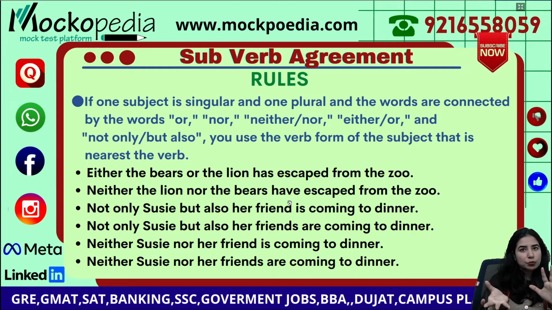One, when both the subjects are singular, then the verb is going to be singular. When both the subjects are plural, then the verb is going to be plural. What happens if one subject is singular and one is plural? Then we govern the verb by the nearness of the subject. Whichever subject is near to the verb, if the nature of that particular subject is plural, the verb is going to be plural. And if the nature of that subject is singular, then the verb is going to be singular.